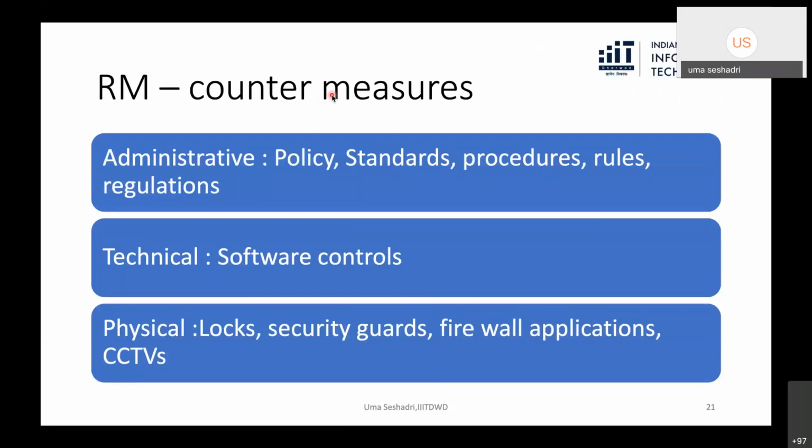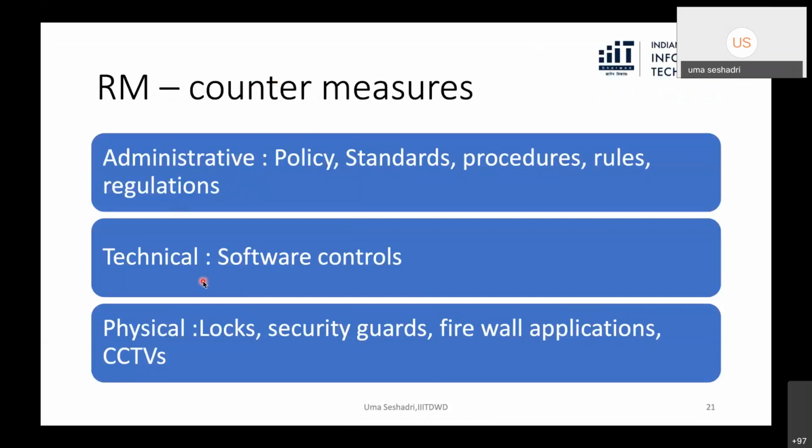So what are the countermeasures we have to have? These are nothing but your security controls. At the administrative level, you can have policies, standards, procedures, rules, and regulations. These are all administrative security controls, or countermeasures, I would say.